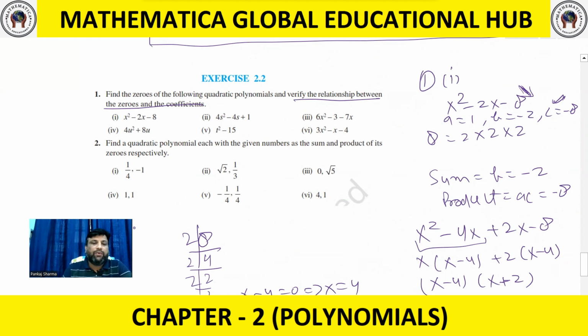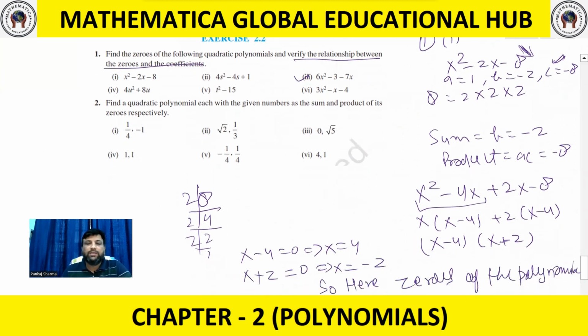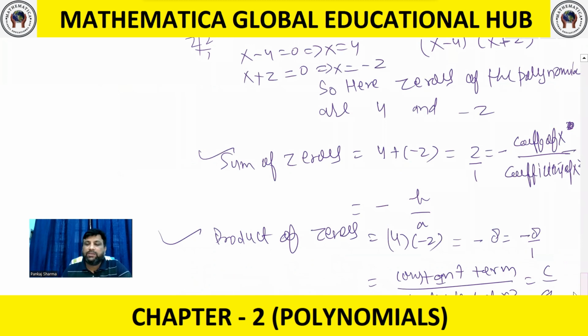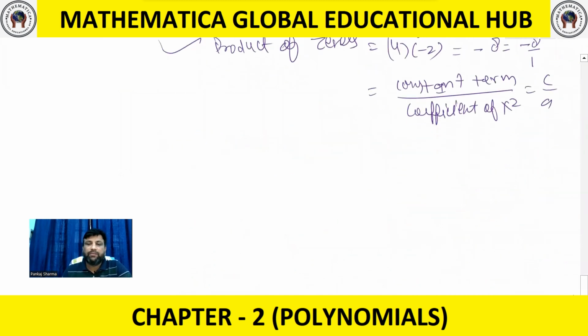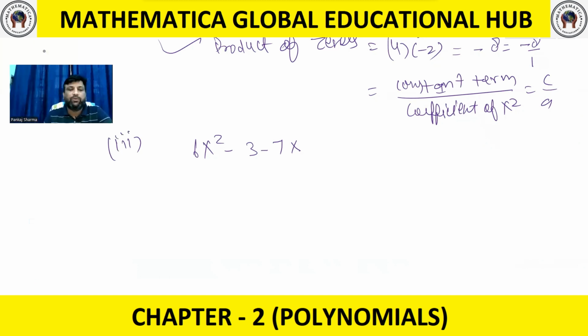Yes. And we can do one more question. You can see the question number third. It is given 6x square minus 3 minus 7x. Yes. 6x square minus 3 minus 7x. Yes. So first we need to write this problem in the standard form of a quadratic polynomial. So 6x square minus 7x minus 3.